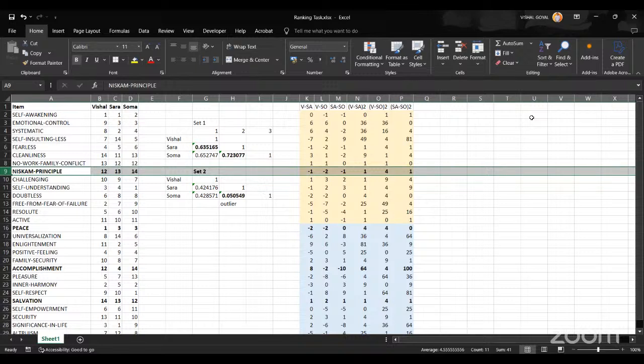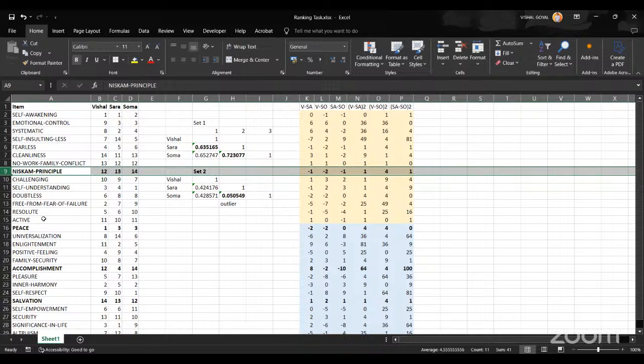So here in this point, we are very similar, that 12, 13 and 14. And if we notice that one, that is the 141 in the goal oriented. So how are you going to interpret this one, sir? Which one? 12, 13? Nishkam principle. Yeah, Nishkam principle is that only Vishal and Shoma have a difference, that is a 4, but that is not a difference of anything. It is a very nominal difference.